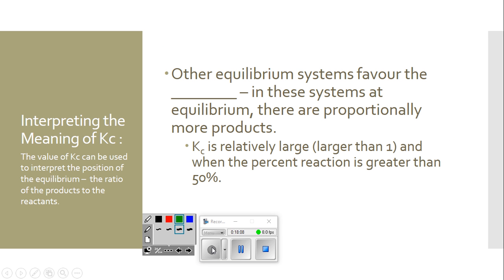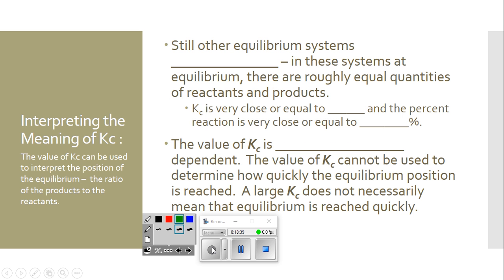Now, if KC is relatively large, then we're favoring the products. That means there's proportionally more product than reactant. When KC is relatively large, i.e. larger than 1, and the percent reaction is greater than 50. Now, there are scenarios where there's more reactant. There are scenarios where there's more product. And then there are scenarios where there's still some of both of them in relatively equal quantities. So in this case, we wouldn't say that the reactants or the products are favored.